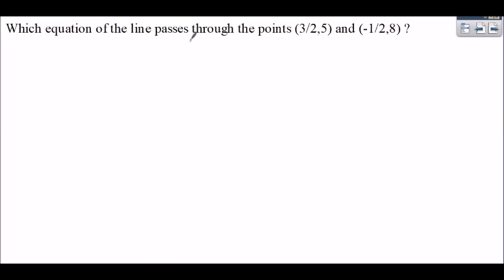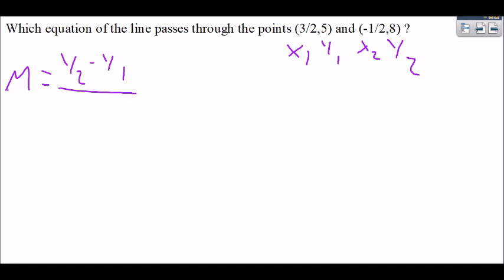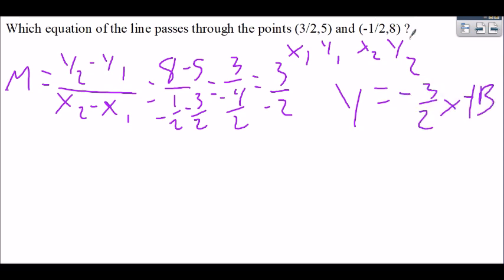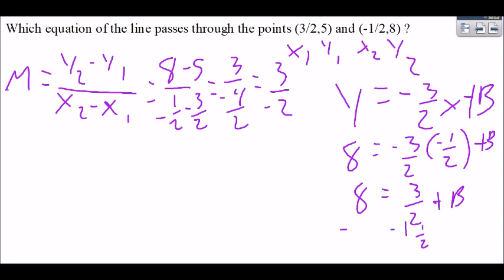Which equation of the line goes through these 2 points? So I'm going to start with my slope equation and plug in my x1, y1, x2, y2. So now that I have my slope, I can go to my slope-intercept equation, and then I plug in either one of these points in for x and y. I'm going to use this one, and I'm going to solve for b. Now that I have b, I can put it all together for my equation.